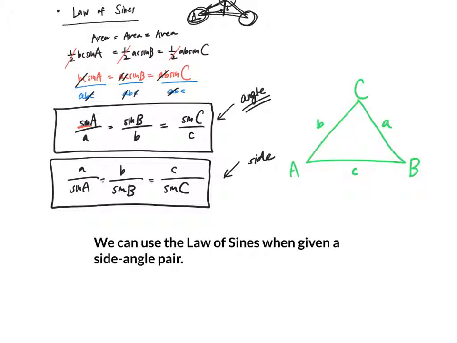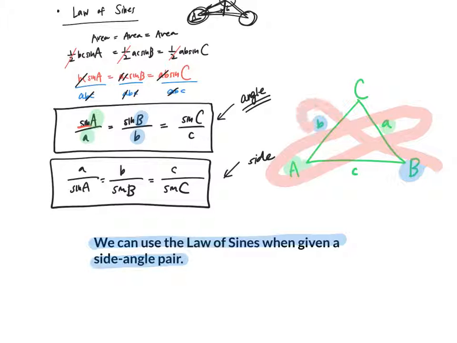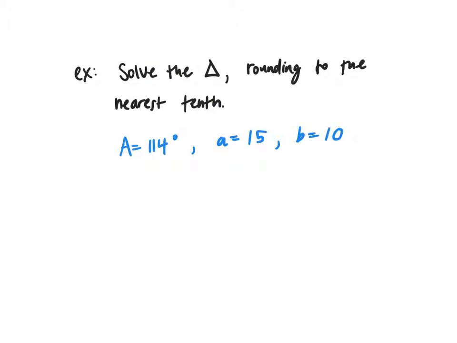Let's take a look at the following. Notice that you have sine of angle A over A, so they're across from each other, and you have sine of angle B over B, so they're also across from each other. So we can use the law of sines when you're given a side-angle pair. You need to have at least one angle-side pair across from each other to be able to use the law of sines. If you don't, then that's when you're going to use the law of cosines, which we'll learn in the future.